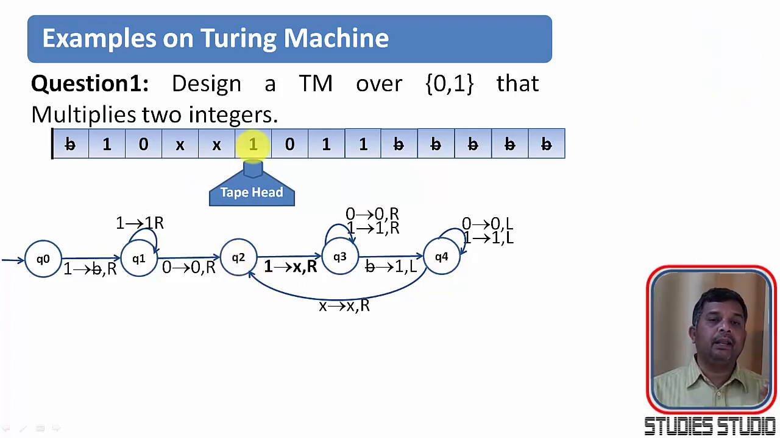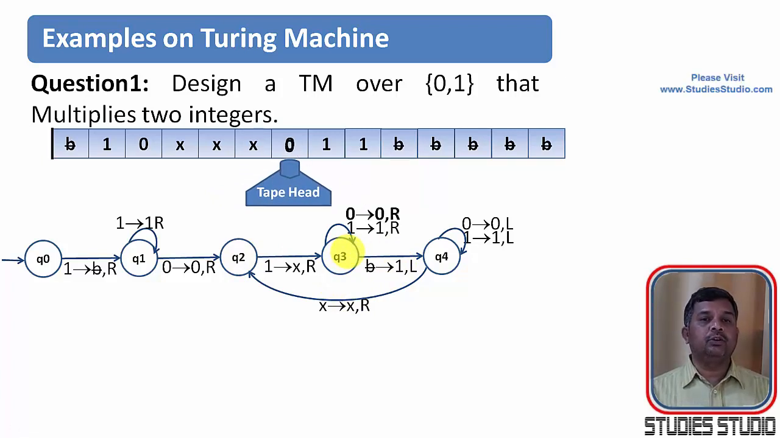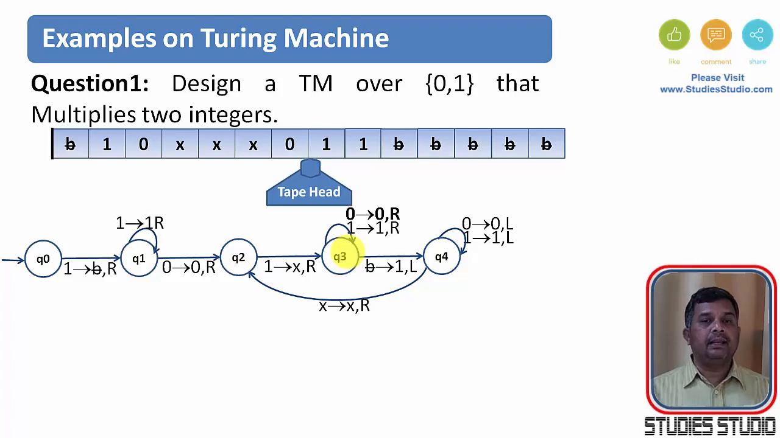Again my input symbol I got as 1. So what I need to do? I need to repeat the same thing. So I'll be writing X onto it. I'll be reaching state Q3. I am writing 0 onto it. I am still there in state Q3.